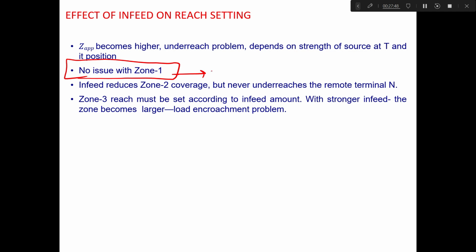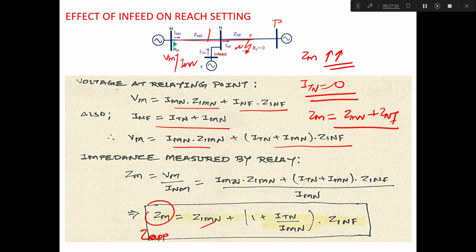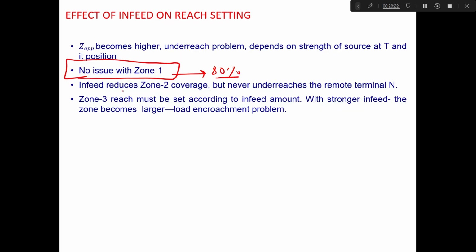Because zone 1 is only up to 80% of the principal transmission line, and this 80% is always before your infeed effect. So zone 1 is up to this point, so it is not going to be affected by infeed. Now zone 2, it will definitely have the effect of infeed, but in any case that effect of infeed is not going to be such that your zone 2 is going to reduce below this remote bus, because even if this has the maximum effect, it will reduce the zone 2 coverage only up to this point. So infeed reduces zone 2 coverage but never underreaches the remote terminal.